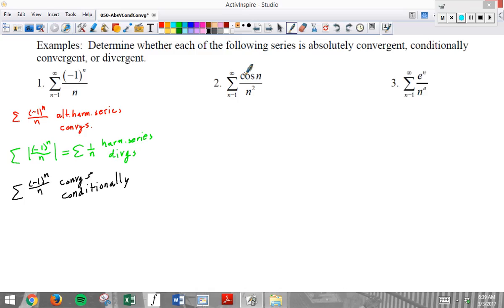So, instead of looking at this guy, let's just try to take the absolute value. Because you know what? If the absolute value guy converges, the whole thing converges. Anytime I see cosine, anytime I see sine, I'm going to think about doing the absolute value. I really am. No, I want a different color. So, let's represent the absolute series in orange.